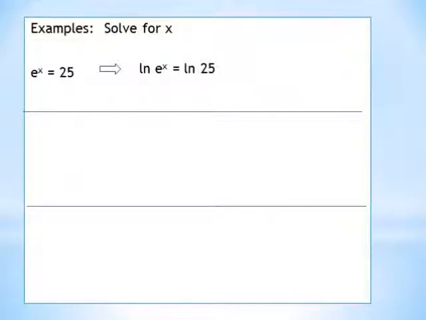Simplify the right-hand side and simplify the left-hand side. We've learned ln of e to a power will be just that power, and the right-hand side, ln 25, as we've seen, can be simplified as such.